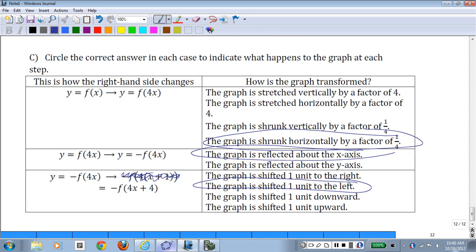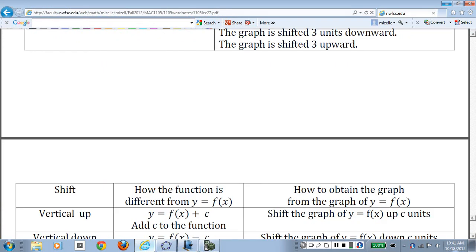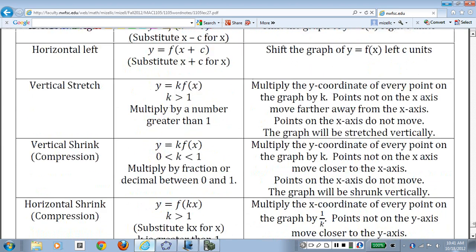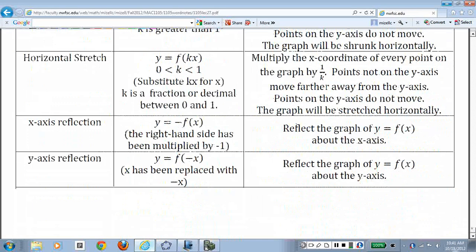All right. Anything else that needs to be talked about? There's some other examples. They might be skippable. I mean, by this time, there are only 10 transformations, and I think there they are right there. Up, down, right, left, vertical stretch, vertical compression, horizontal stretch, x-axis reflection, y-axis reflection. But we've talked about them all ad nauseam. So that's a good place to stop.